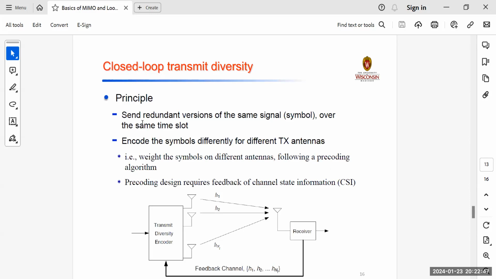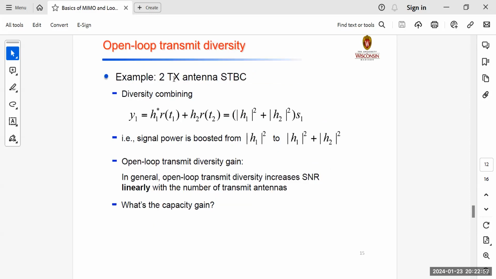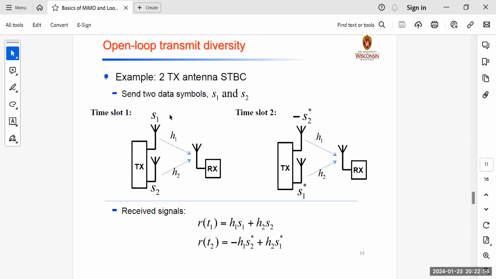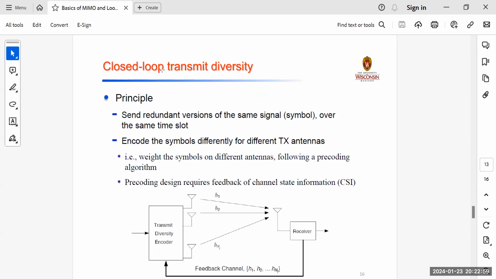The basic principle is that you send redundant versions of the same signal over the same time slot. In case of open loop transmit diversity, we had two different time slots. Here, in case of closed loop transmit diversity, we are sending the redundant version of the same signal over the same time slot. You encode the symbol differently for different transmit antennas. That is, you weight the symbols on different antennas following a pre-coding algorithm. The pre-coding design requires feedback of channel state information.